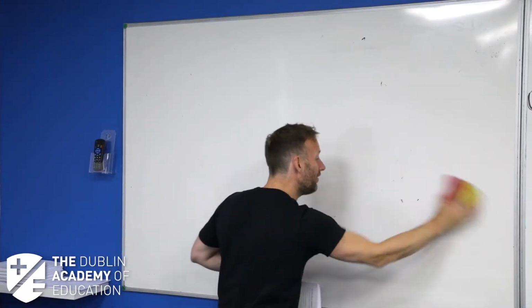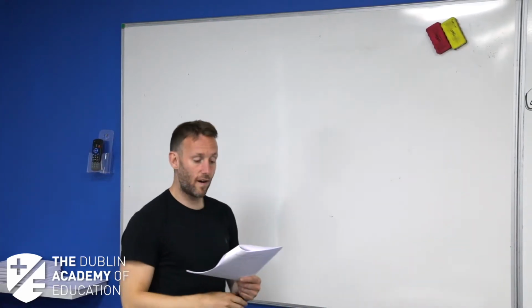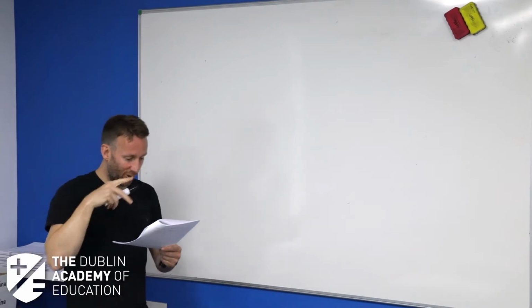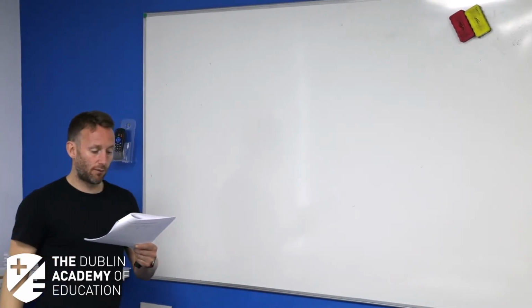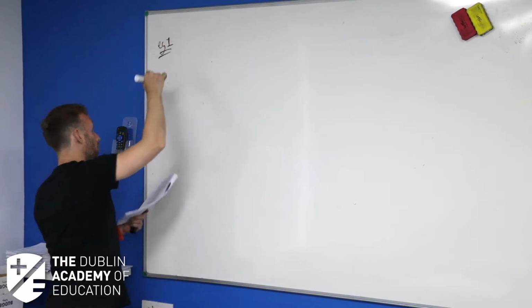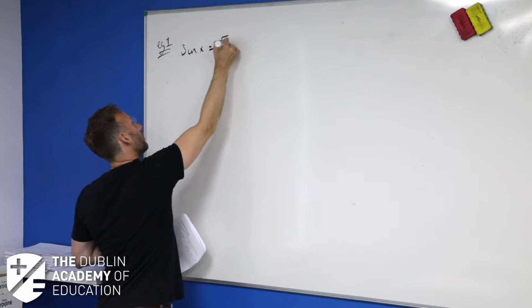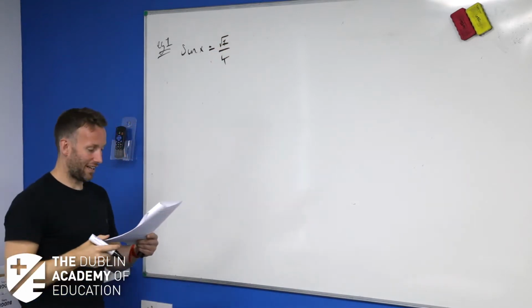Now, I've given you the steps in the notes, so the steps are there. I'm just going to go straight into a question. It says, example 1, if sin x is equal to root 7 over 4, find the value of cos x. So we're told that sin x equals root 7 over 4, and we're asked to find the value of cos x.